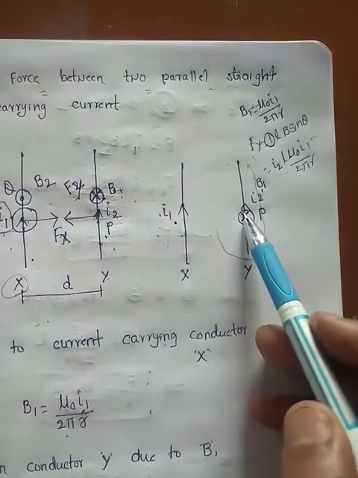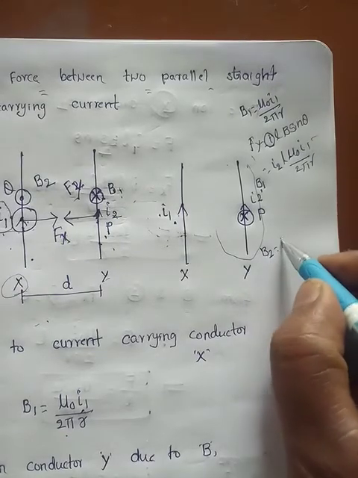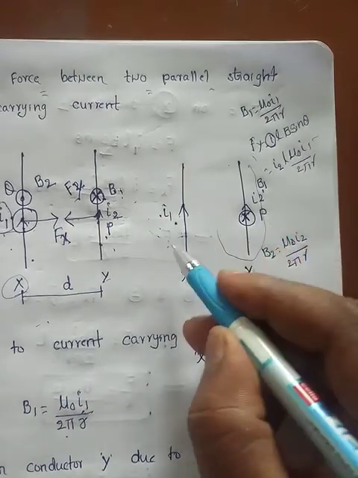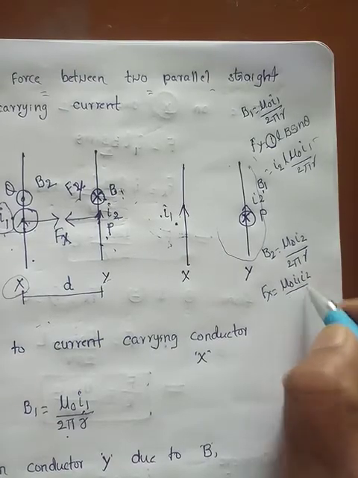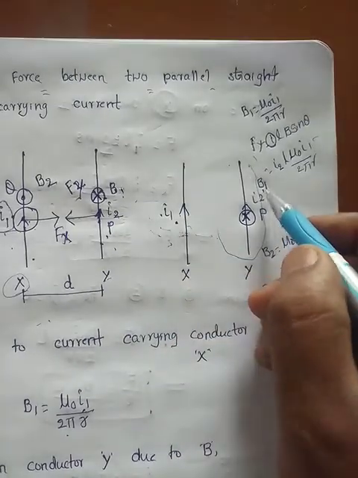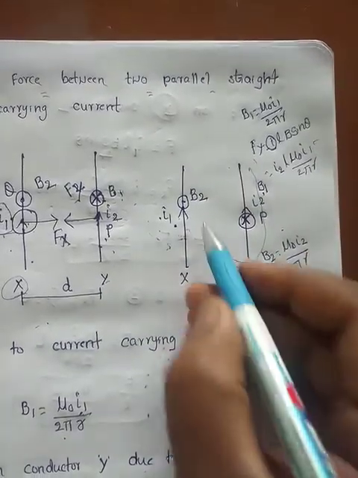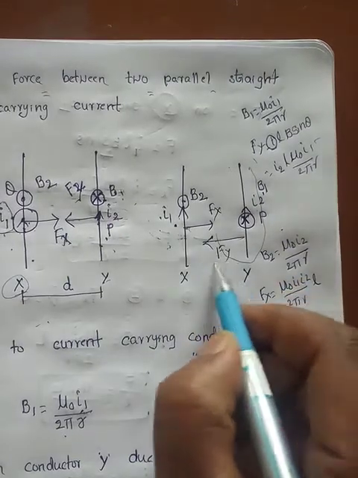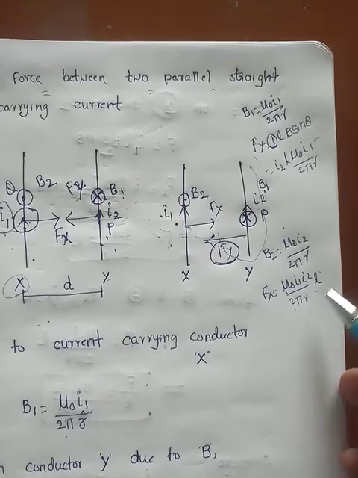Now this is also a current carrying conductor, so it also produces a magnetic field. B2 is equal to mu naught I2 by 2 pi r. It also exerts a force on conductor X, that is Fx equals mu naught I1 I2 by 2 pi r into L. So both exert the same forces. We should represent the direction of the magnetic fields here: one is outwards, one is inwards. Now each exerts a force on the other, this is Fx and this is Fy. Both are the same, equal to mu naught I1 I2 by 2 pi r into L.